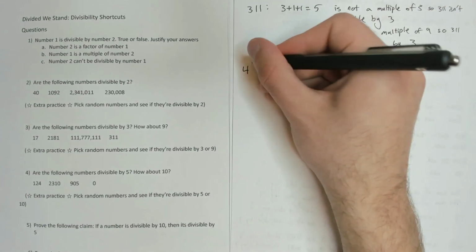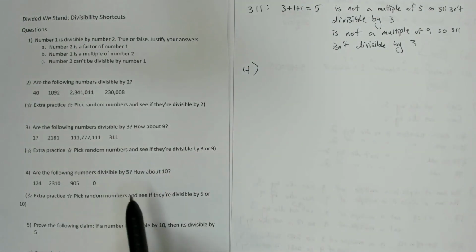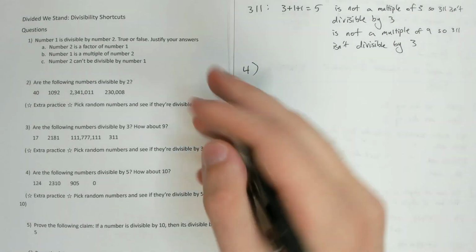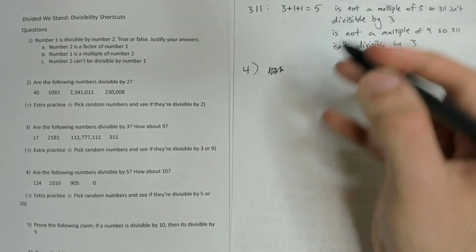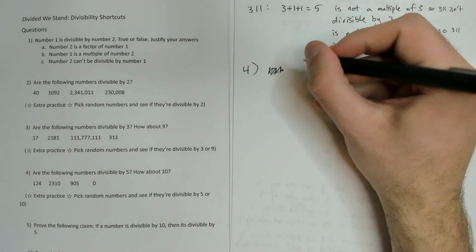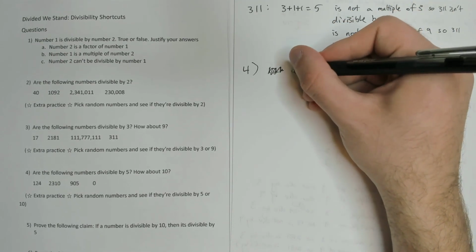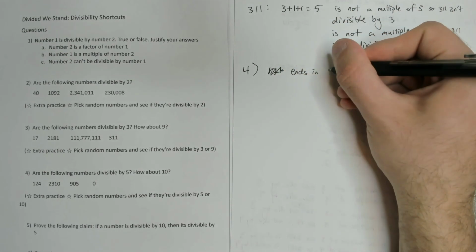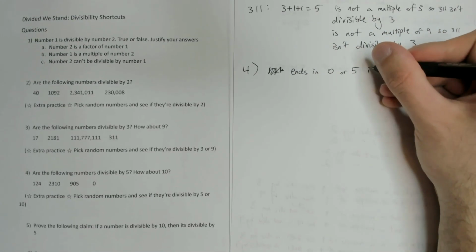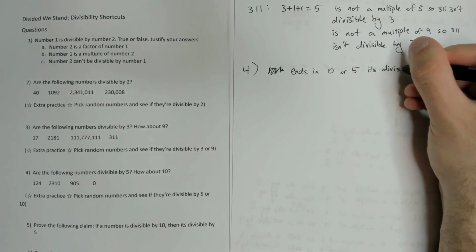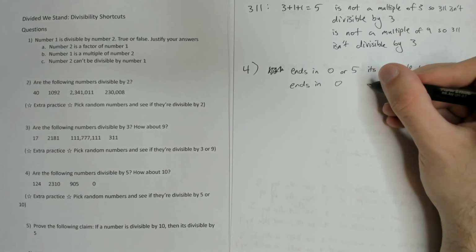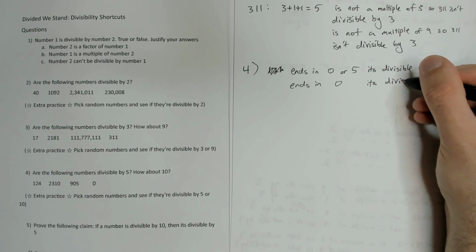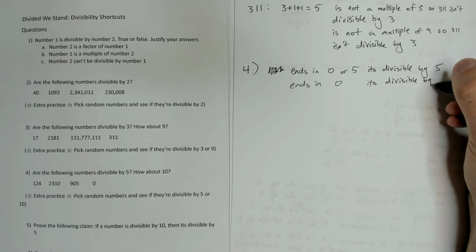All right, moving on to question 4. Are the following numbers divisible by 5 or 10? So questions 2, 3, 4, they're pretty formulaic, right? You kind of get the idea at this point. But let's get familiar with the 5 and 10 rules in any case. So what are the rules for divisibility by 5 and 10? If the number ends in a 0 or 5, it's divisible by 5. And if the number ends in a 0, it's divisible by 10.